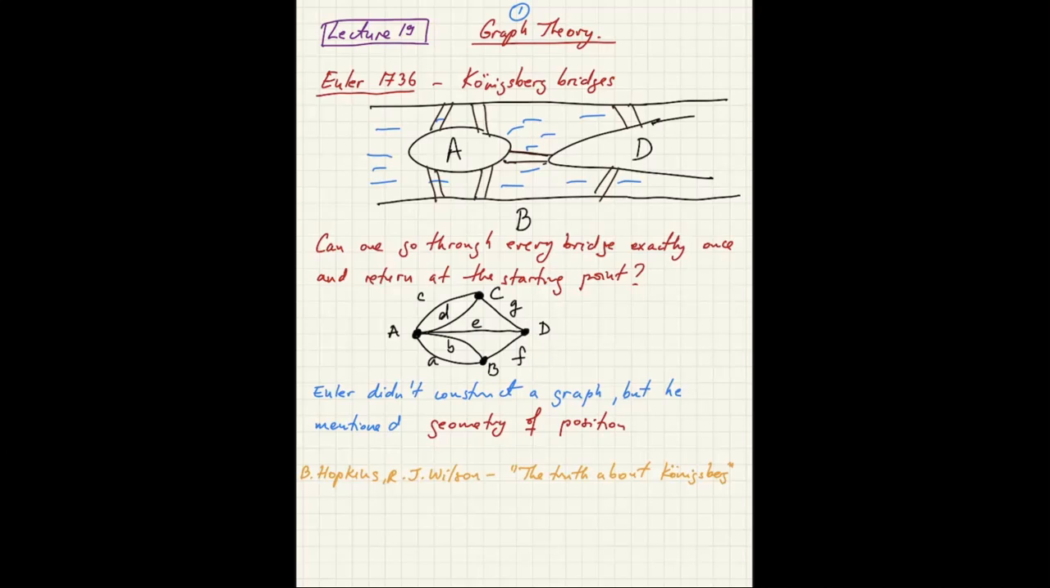But for now, we will represent the 4 pieces of land by these dots. Here you have A, the south part B, this east part D, and the north part C. And we will give names to the bridges. Actually, in the paper of Hopkins and Wilson, they researched the names of these bridges. In our case, we'll just use A, B, C, D, E, F, and G. We have 7 bridges there.